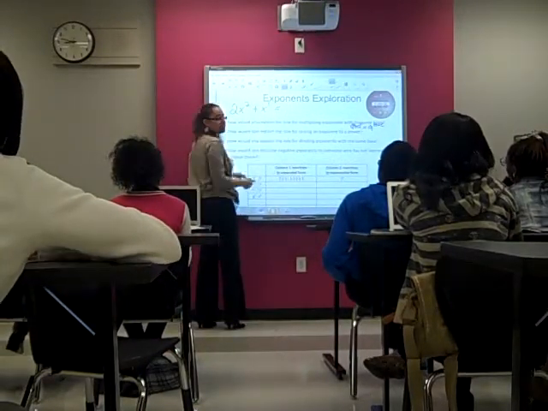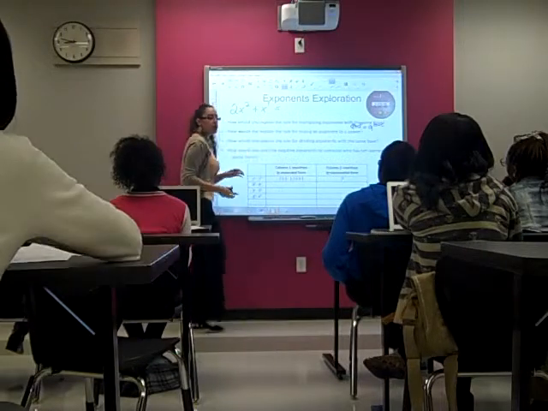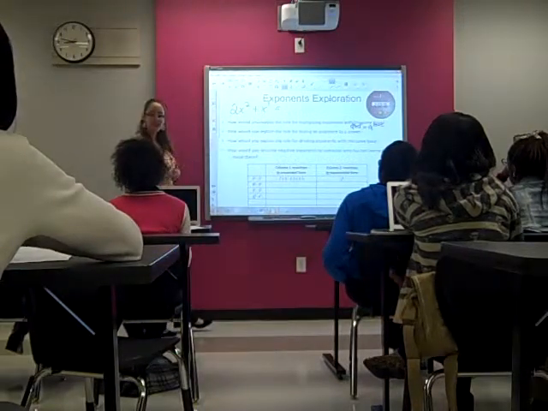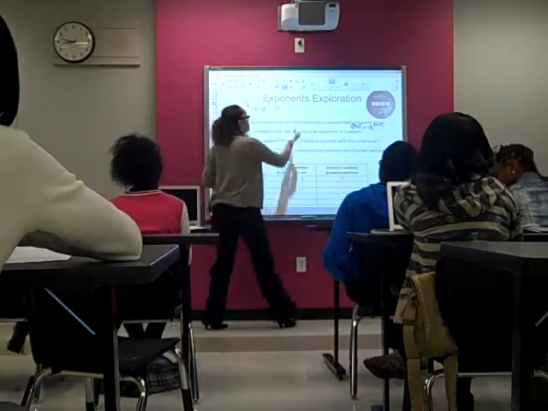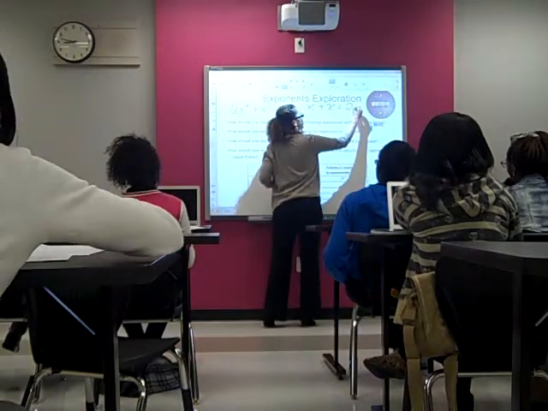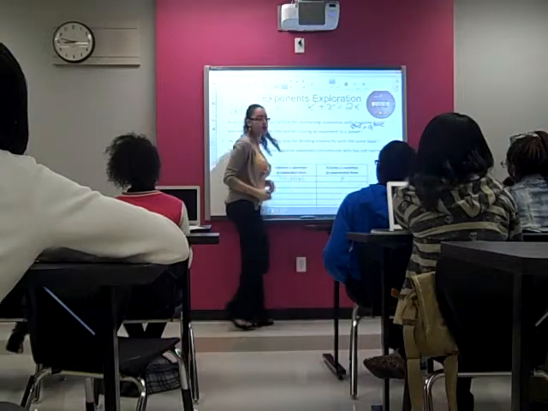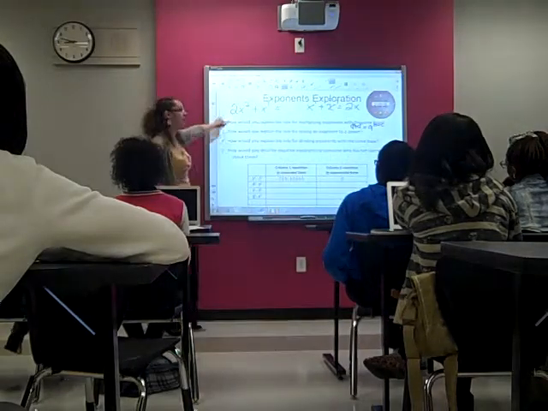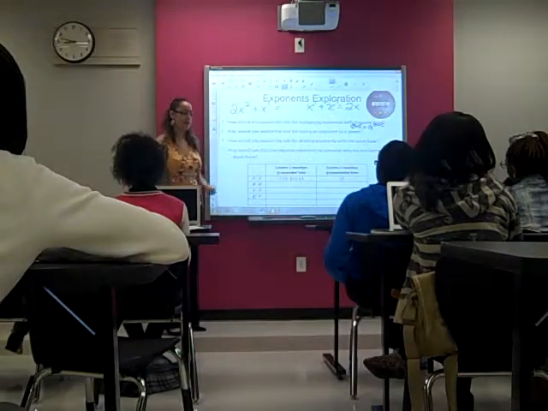So can I combine these? No, this is addition, right? Remember when we're adding, we can only add things that are the same, right? I can add x plus x. That gives me what? 2x. Why? Because they have the same exponent. So I can combine those. I cannot combine these because these are not the same.